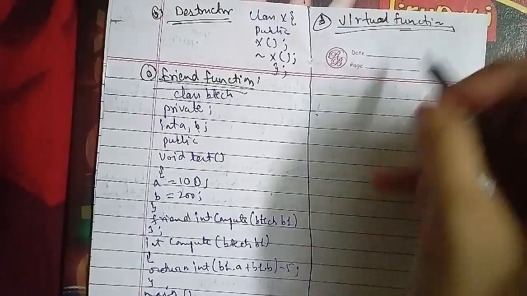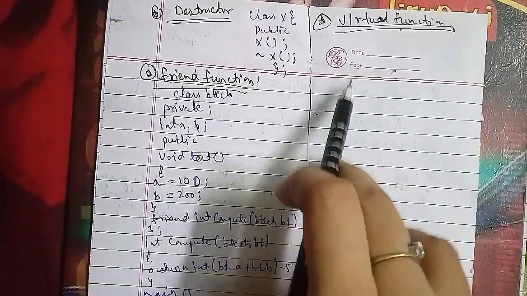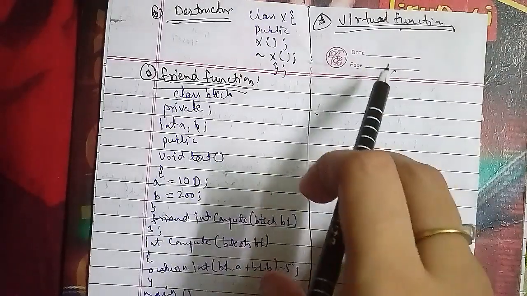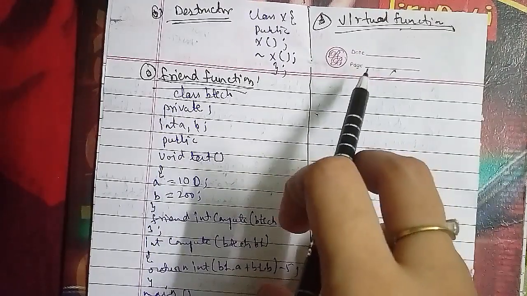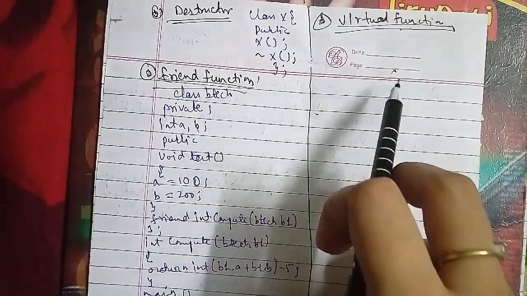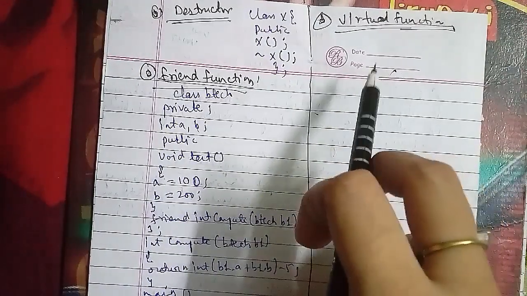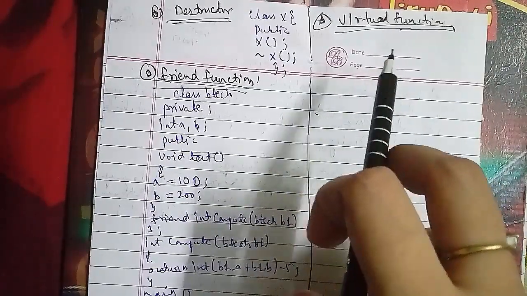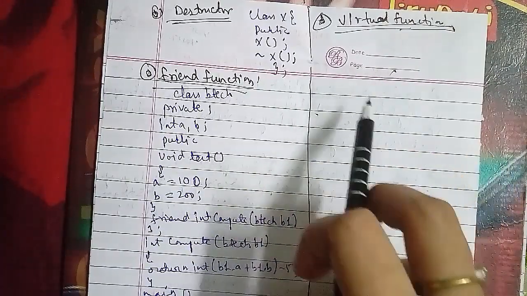Class name, which is the base class of the C++ virtual function. Public: virtual void member function name. This is the C++ virtual function.